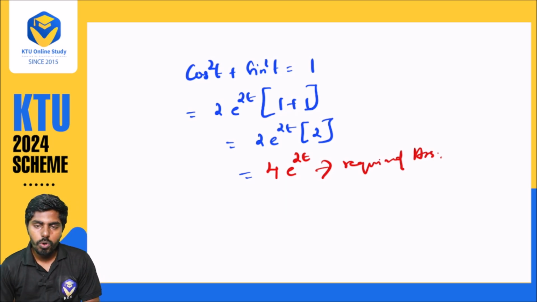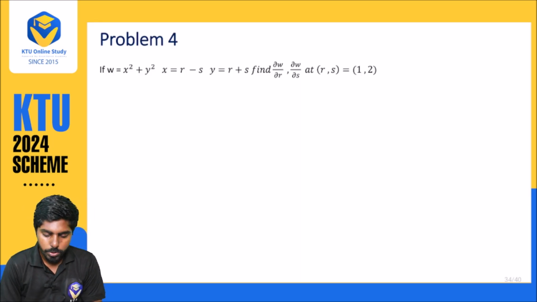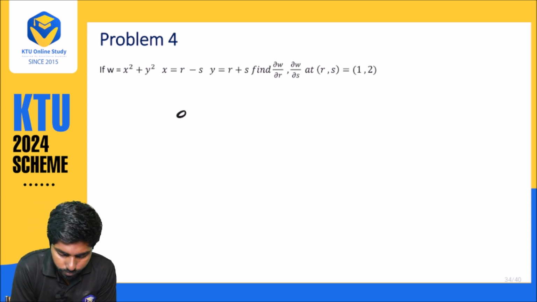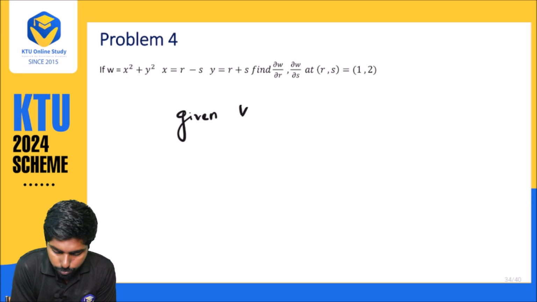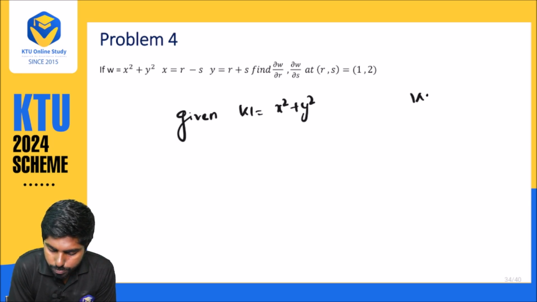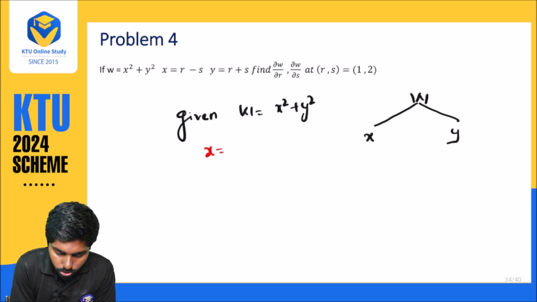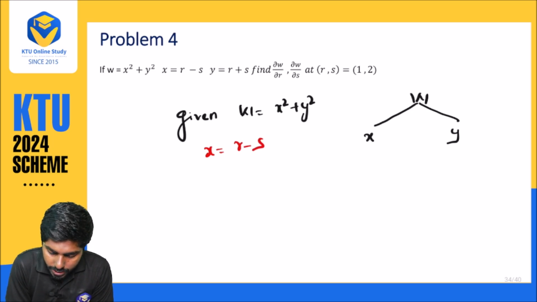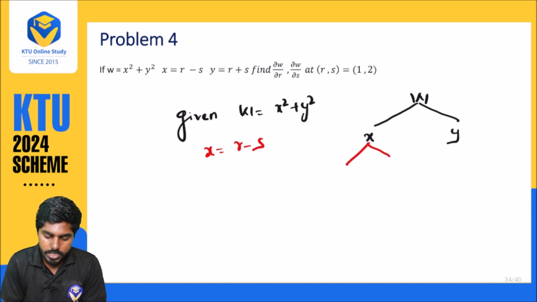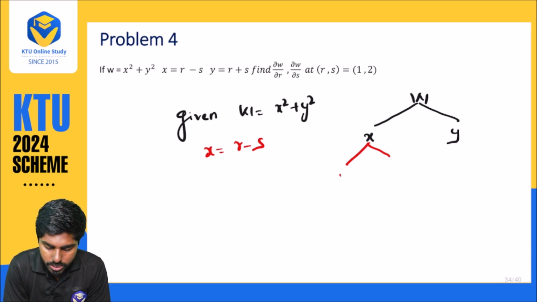So we will move on to one more problem, that is problem number 4. In problem number 4, what have they given? Given w is equal to x square plus y square. That means w is depending upon two variables x and y. And if you observe, x is equal to r minus s. That means x is also depending upon two variables, that is r and s. And similarly y is also depending upon two variables r and s.